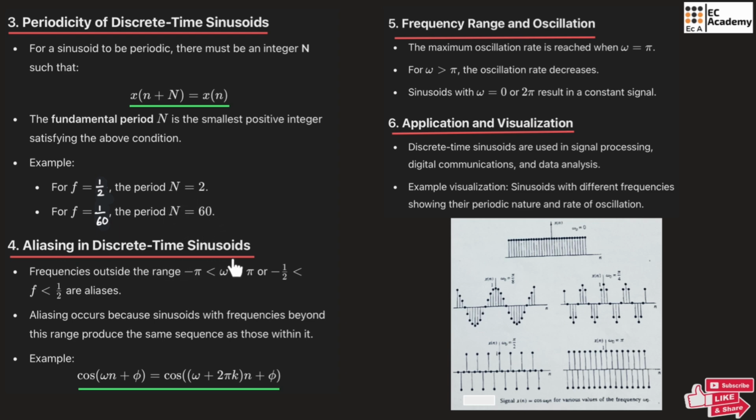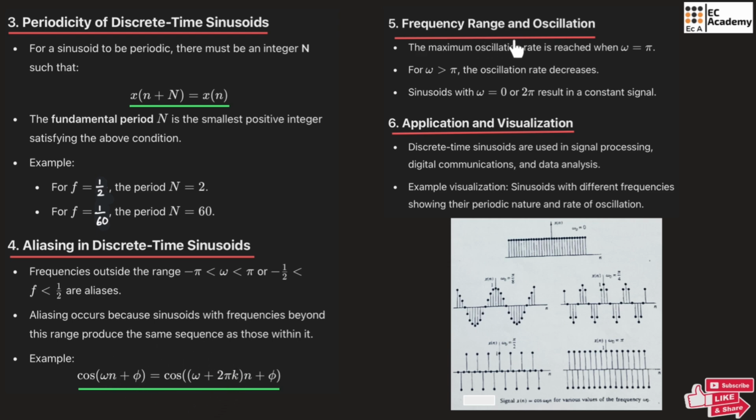Aliasing in discrete time sinusoids. This property we already understood. For frequency outside the range omega between -pi to pi, or frequency between -1 by 2 to 1 by 2, the signal will be having aliasing. The aliasing will occur because sinusoidal signals with frequencies beyond this range produce the same sequence as those within the range. For example, cos of omega n plus phi will be equal to cos of omega plus 2 pi k into n plus phi. So these two signals will produce the same sequence.